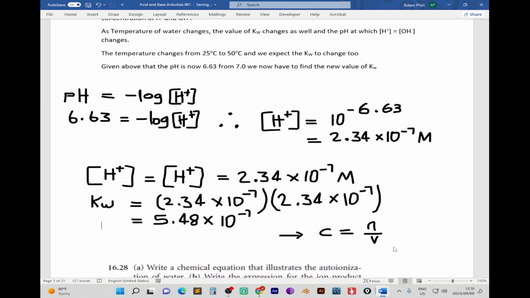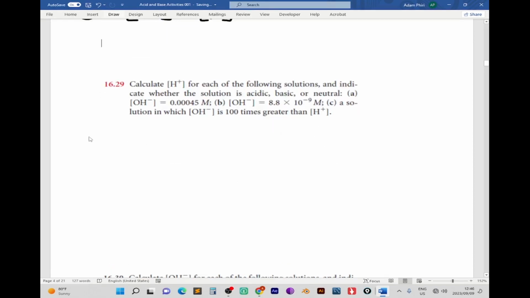One other fact could be that concentration is number of moles over volume. When you increase temperature, the water will evaporate if it's an open system, and then the number of moles would be the same. Then you expect an increase in concentration from 1.0 times 10 to the power negative 7 to 2.34.